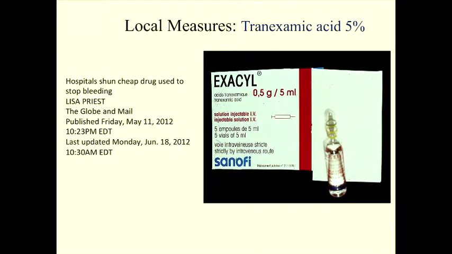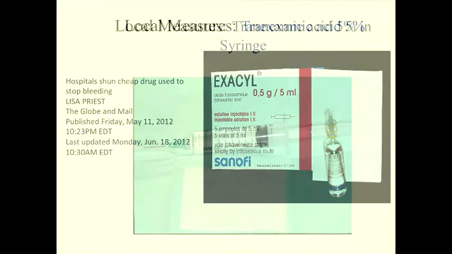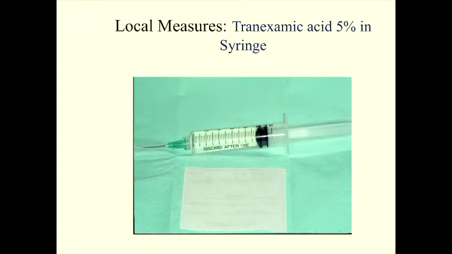And this is the new one, which you don't have in Canada: tranexamic acid, 5%. As you can see, there is an article in the Globe and Mail from May 2012 that says hospitals shun cheap drug used to stop bleeding. It's a very good drug. All Americans use it; I'm not sure why Canadians are not using it. It comes in two forms, ampules and tablets. You take the ampule, put it in a syringe, and bathe the area, and it will stop the bleeding.